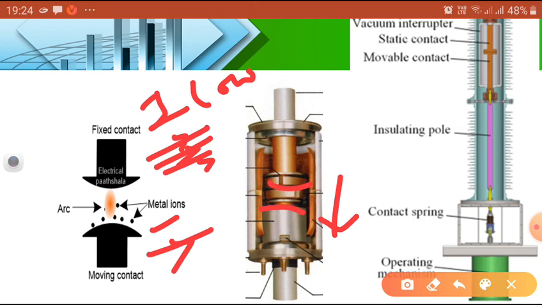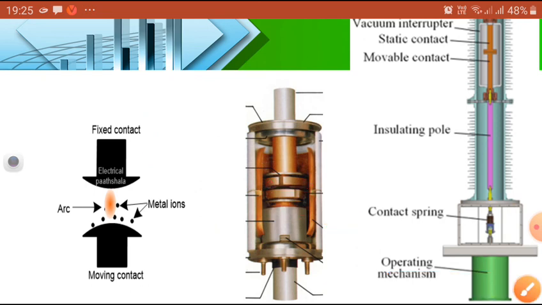Once again, what is happening? When the arc current is very low, the arc current flows in several parallel paths. The total current is divided into many parallel arcs which repel each other and spread over the contact surface. This is called a diffused arc, which can be interrupted very easily in this case.